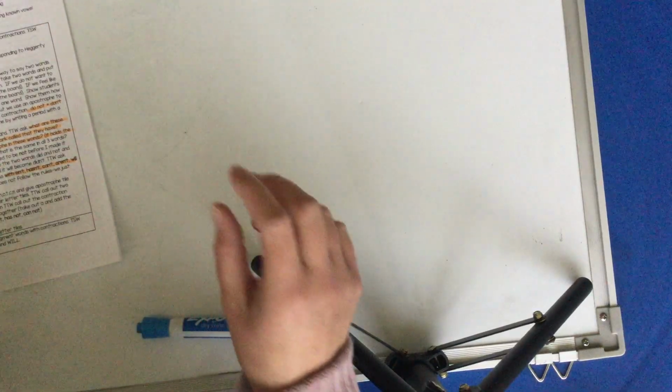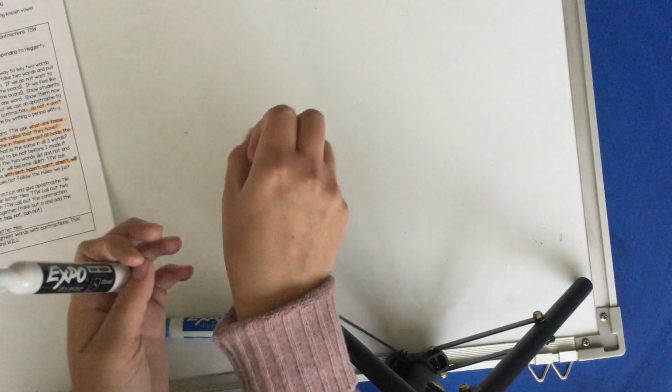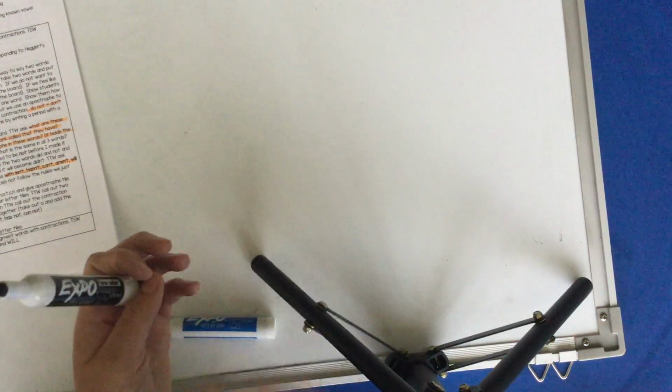Okay, so what you're going to go do is you're going to build some words with your tiles, okay? So I want you to think in your brain, whenever you're combining those two words, whenever you're putting them together, think, I'm going to take out the O and put the apostrophe there. That's what's holding its place, okay?